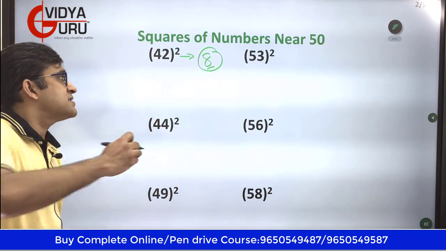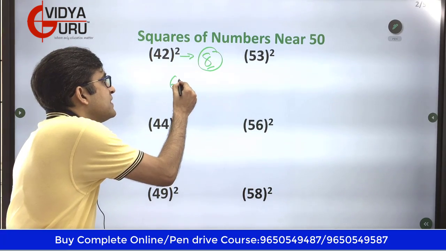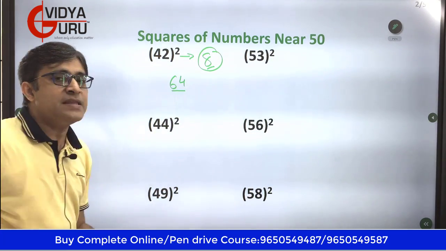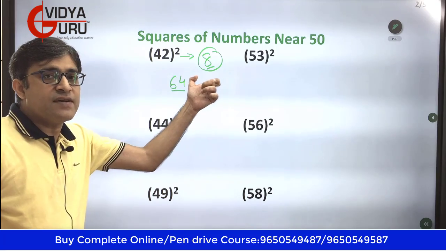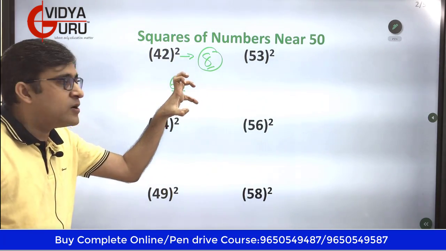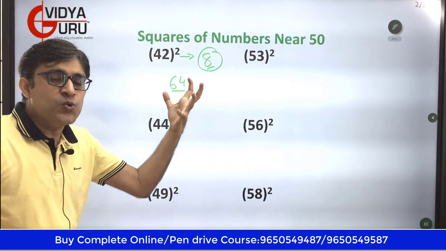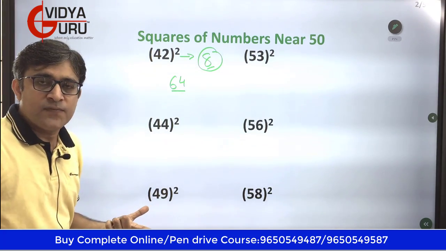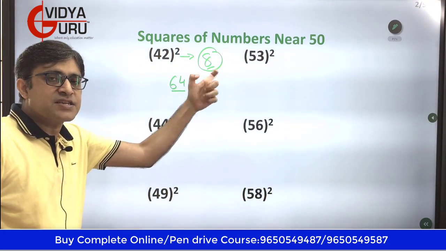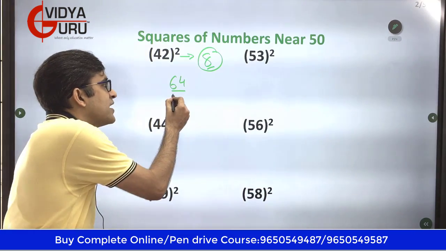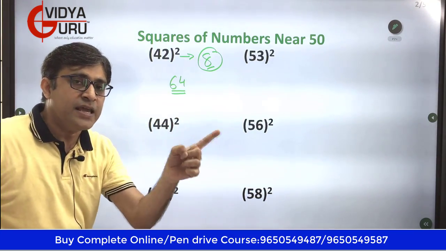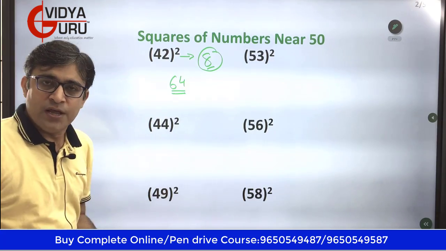8 square is 64. 64 will be the last two digits. How did we arrive at 64? We first of all found out how less 42 is as compared to 50. Sure, it is 8 less as compared to 50. So 8 square is 64. These turn out to be the last two digits.